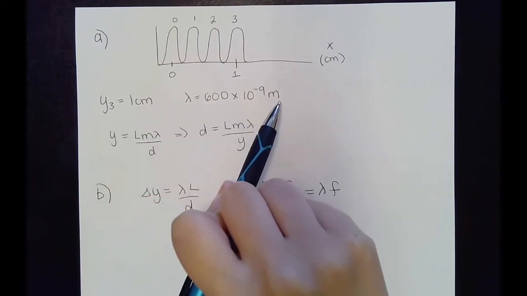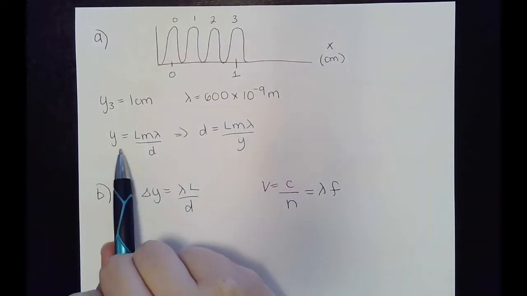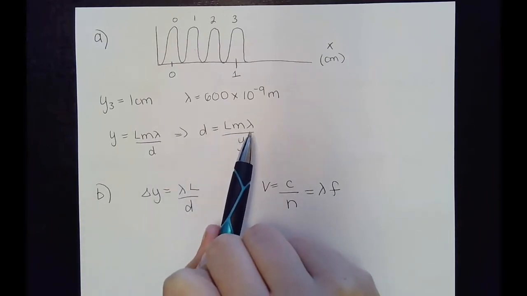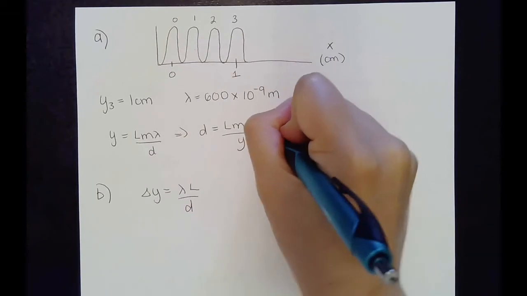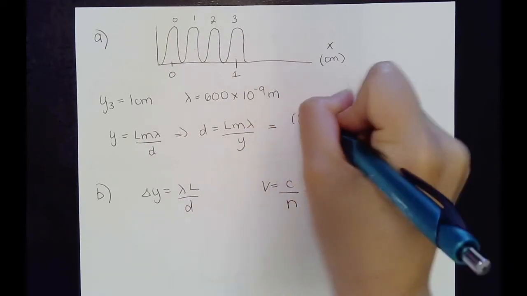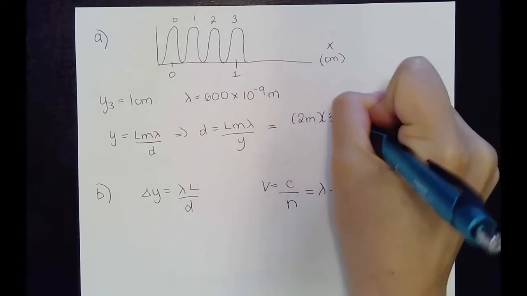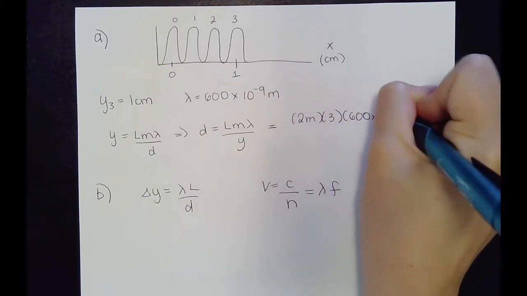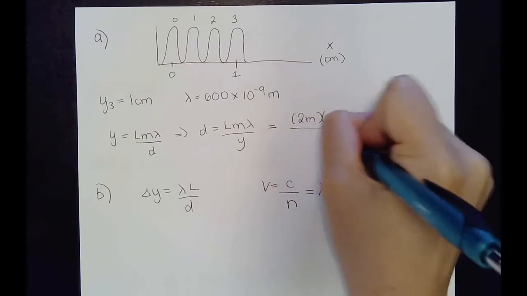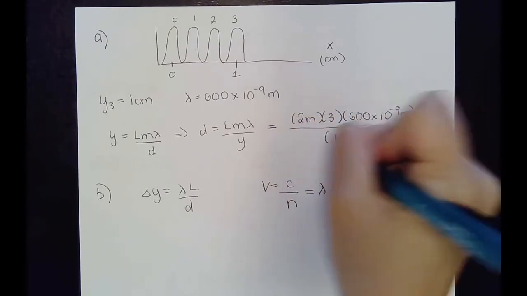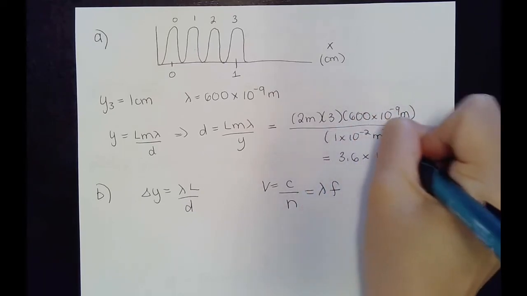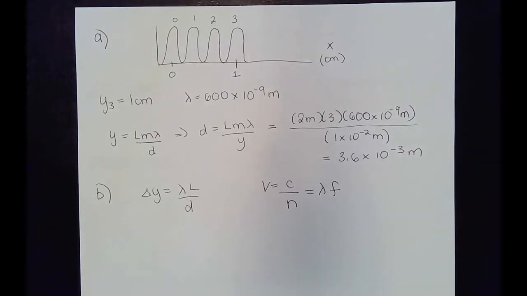Wavelength, we have 600 nanometers. And then y is L m lambda over d. We can solve for d, so d equals L m lambda over y, and just plug in the values here. So that's 2 meters times 3 times 600 times 10 to the negative 9 meters over y, 1 times 10 to the negative 2 meters, which gives 3.6 times 10 to the negative 3 meters.